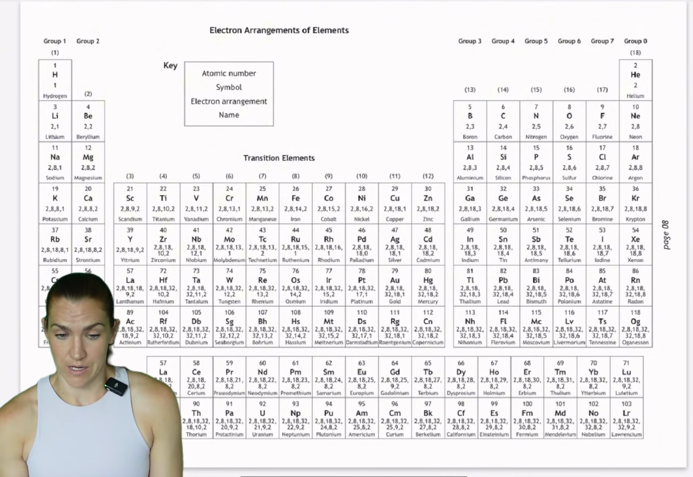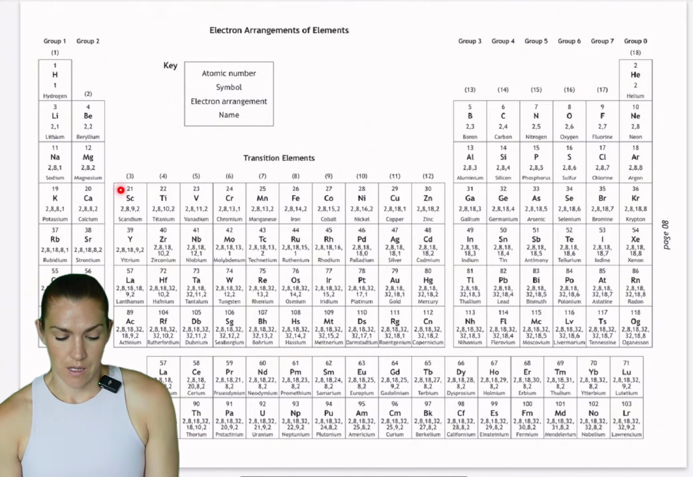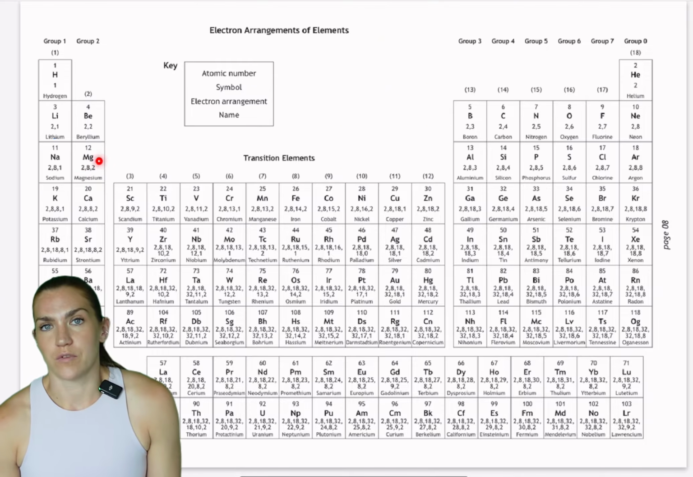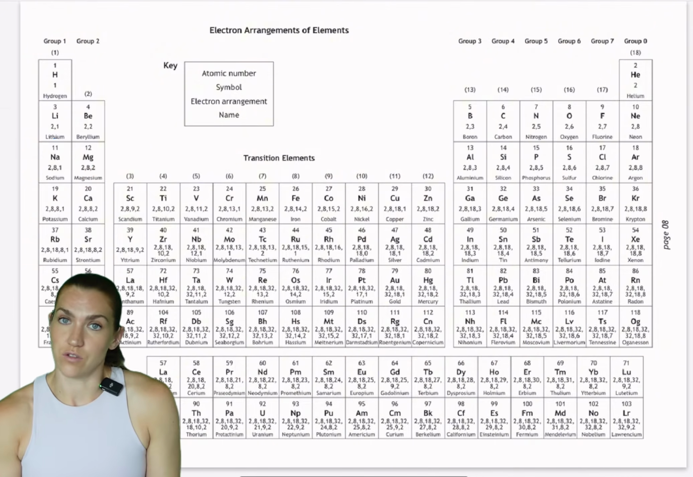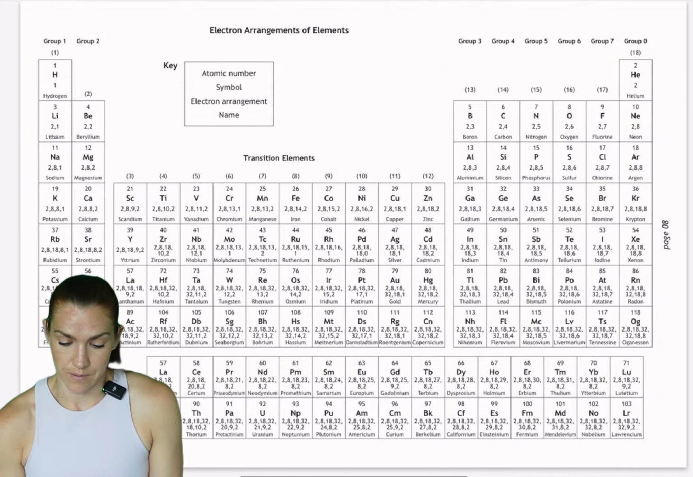Which means you're going to need more energy to remove it. Whereas for magnesium, the second electron is getting removed from a shell that's further from the nucleus, and therefore it's going to be more shielded, so it's going to be less attracted to the nucleus, therefore you need less energy to remove it.